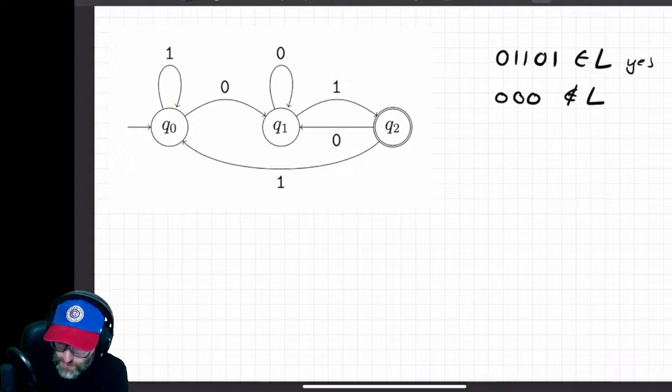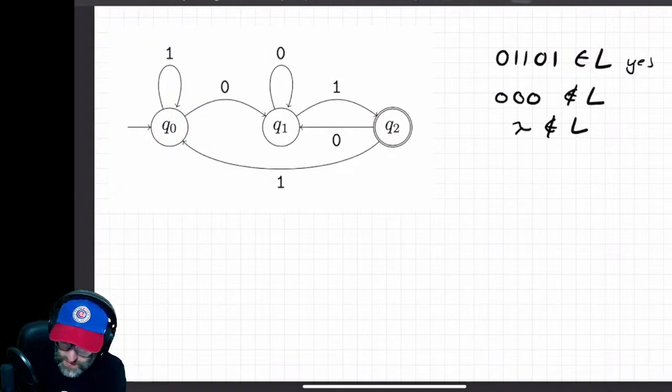What about that special string lambda? Is that in the language or not? Well, if I start in the initial state here, there's nowhere to go because there's no bits to read, and so I would end up in a rejecting state, and no, it is not in the language.